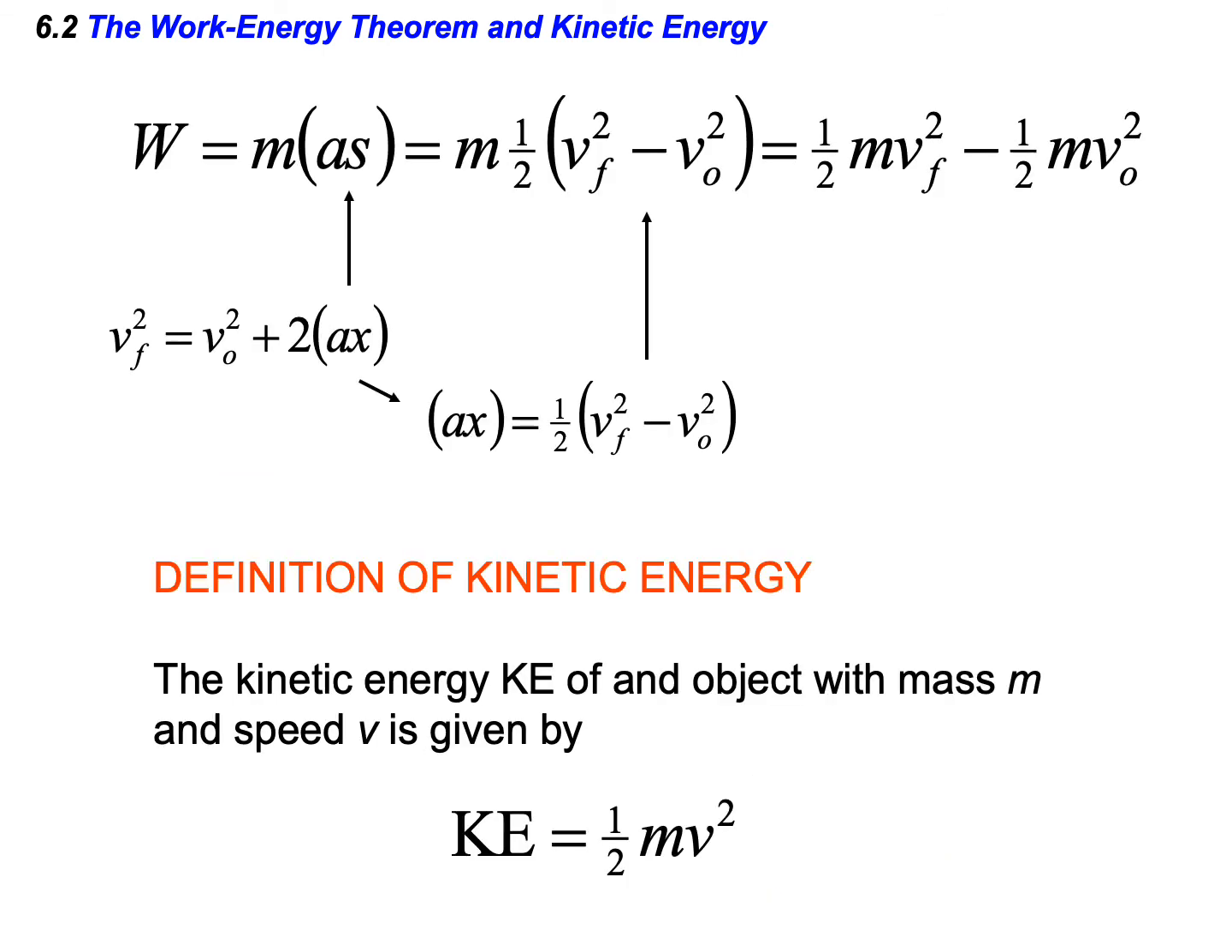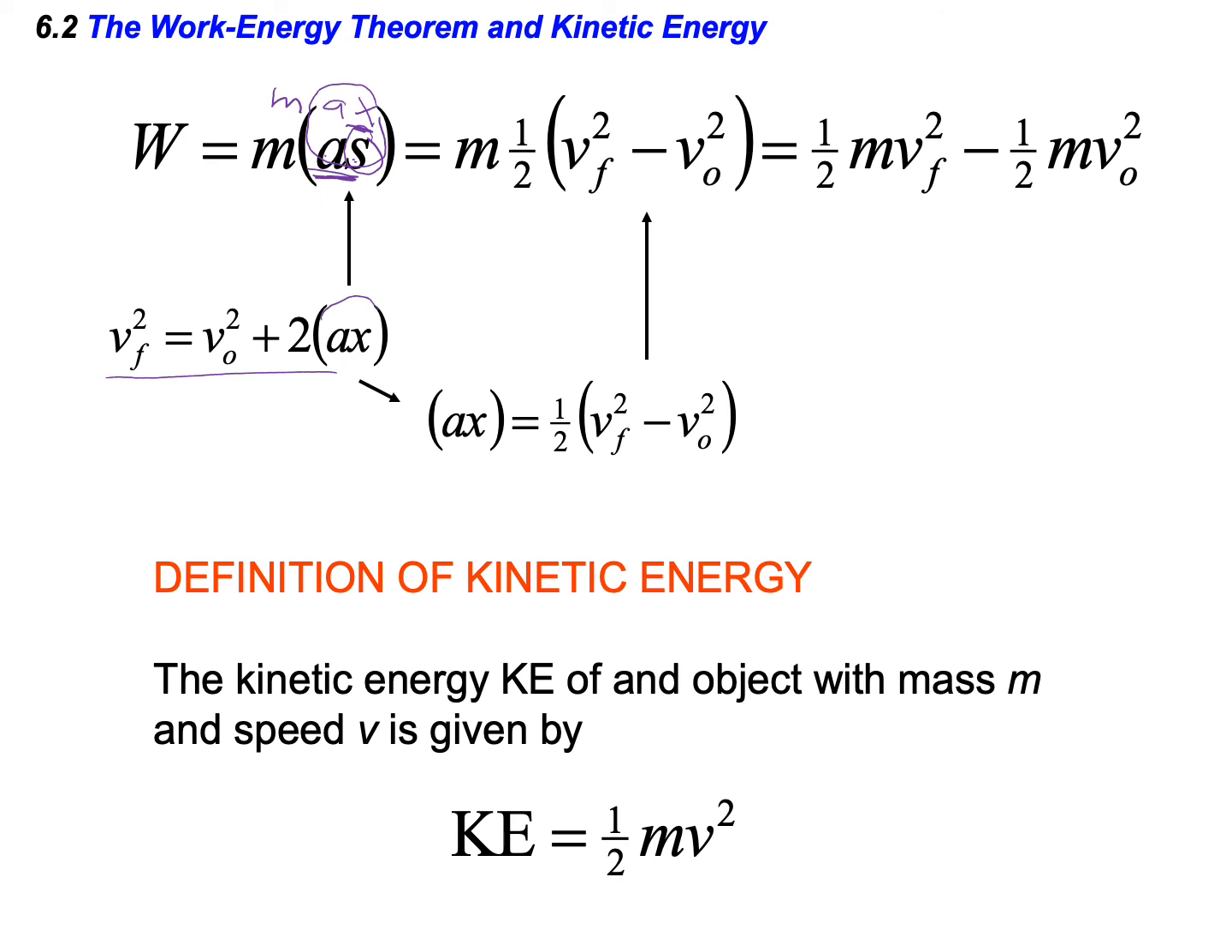The reason I'm going to write x instead of s is we learn kinematic equations. V final square is equal to V initial square plus 2 times acceleration times x. So this term in parentheses, acceleration times x, is the displacement. So if I replace, then you have ax.